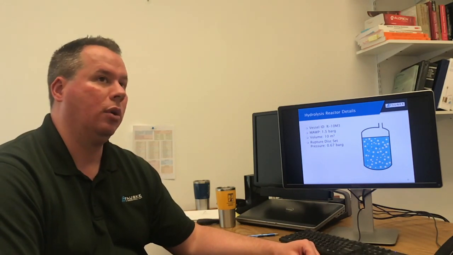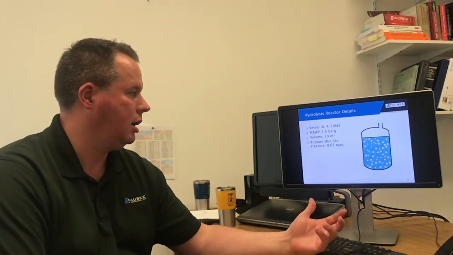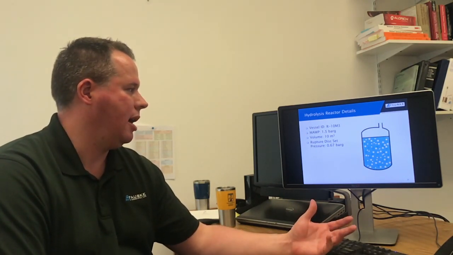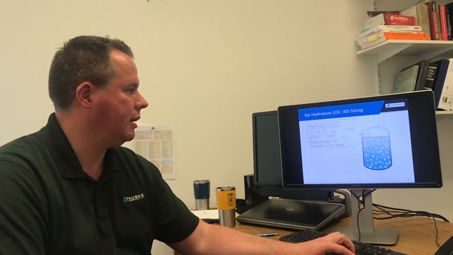So now we move to the case study part. We'll use the data from the VSP test and perform a vent sizing evaluation for this reactor. So we have a 10 cubic meter reactor with an MAWP of 1.5 bar G. The rupture disc that we want to use will have a set pressure of 0.67 bar G, which is about 10 psig. So now that we have our conditions for our vessel, we can use the data from the test to perform a relief sizing calculation using Prevent software.